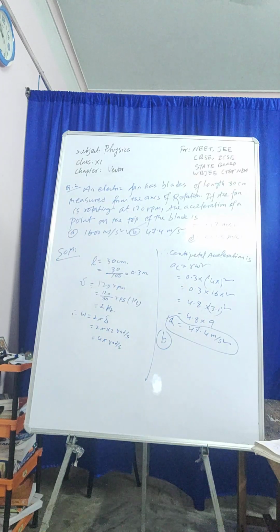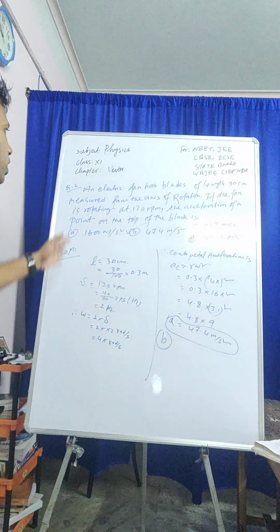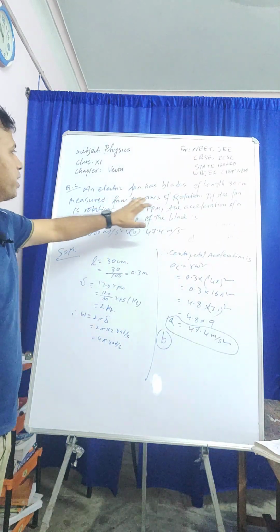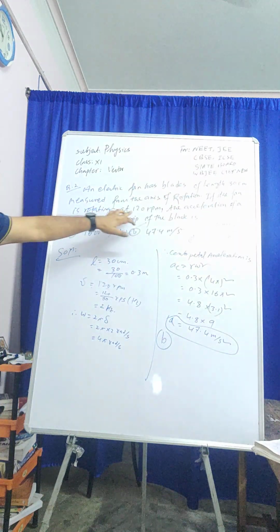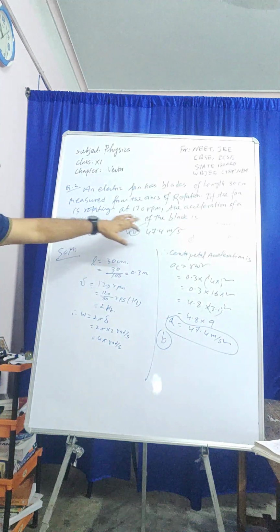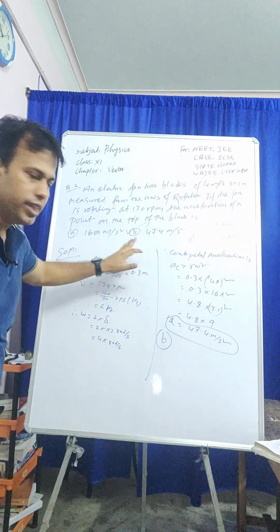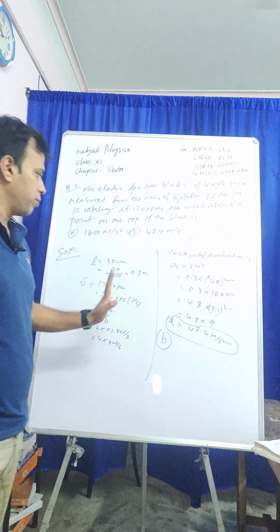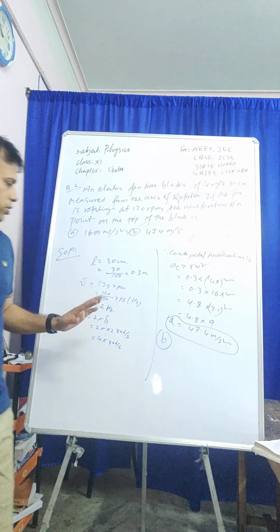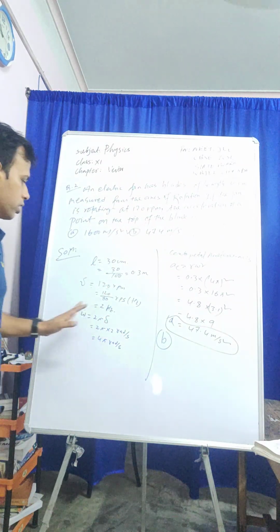So let me explain again in short. An electric fan blade of length 30 cm measured from the axis of rotation. If the fan is rotating at 120 RPM, the acceleration of the point on the tip of the blade will be what? We have to find out. Now L is what? 30 cm, that is L equals 0.3 meter. Now nu is 120 RPM, that is 120 by 60 RPS, that is 2 hertz.